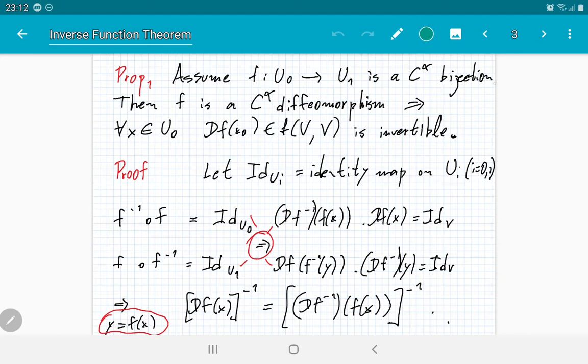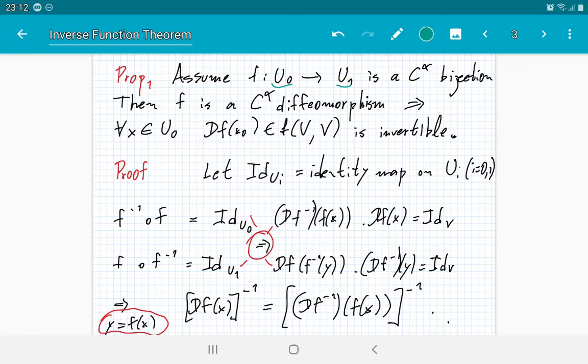Let's note one thing that's always true. Let's accept as important the question of whether a given f is a diffeomorphism between two open sets. If I have a C alpha bijection from U0 to U1, it could still be that it's not a diffeomorphism. Because f is a bijection, there's an inverse function in the set theoretic sense, but it could be that this inverse function is not differentiable, or not C alpha.